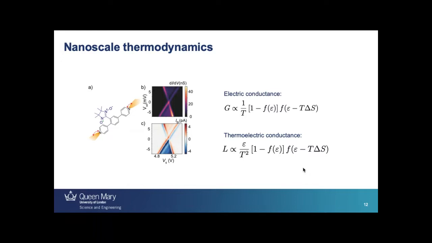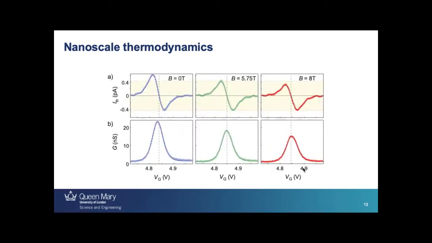If you look at the thermoelectric conductance, you get that same expression. So 1 minus F times F, which is shifted by TdS. So again, it's like a shifted peak, shifted from epsilon equals 0, but then it's multiplied with epsilon. And epsilon is a function that's odd and centered around epsilon equals 0. So if you have a function that's odd and centered around epsilon equals 0 and a symmetric peak that's shifted with respect to epsilon equals 0, what you get is an asymmetric shape. And the degree of asymmetry depends on T delta S. And that's exactly what we measured.